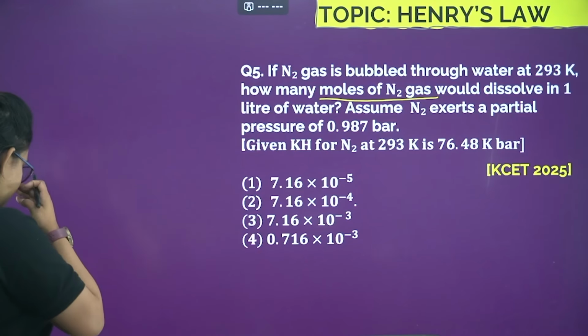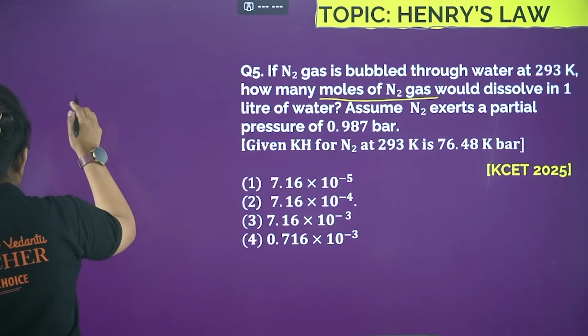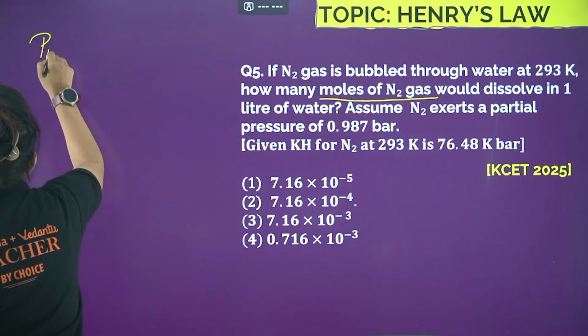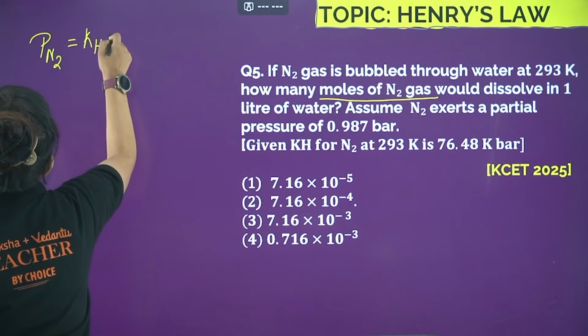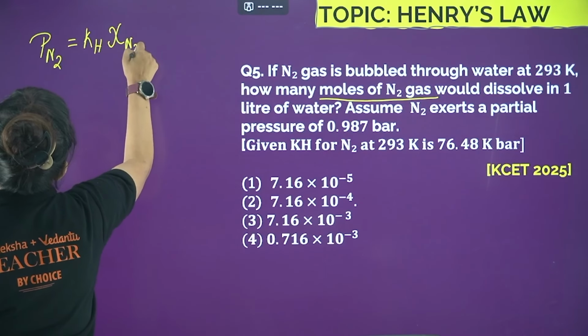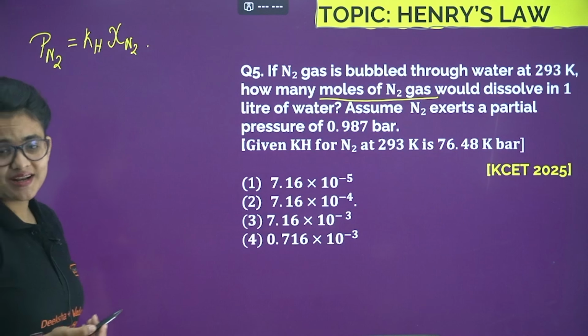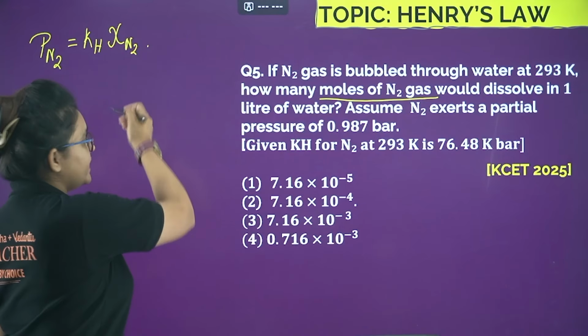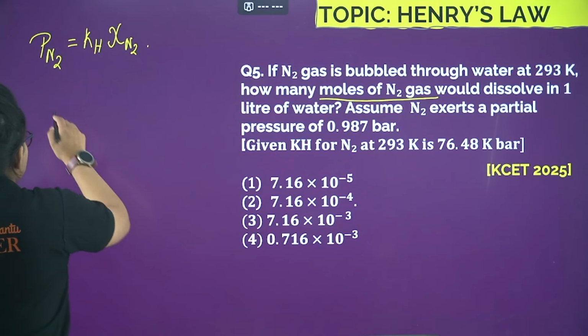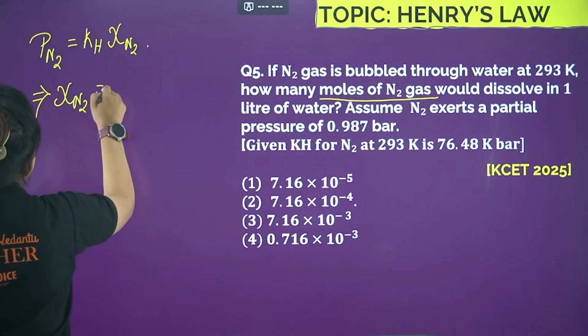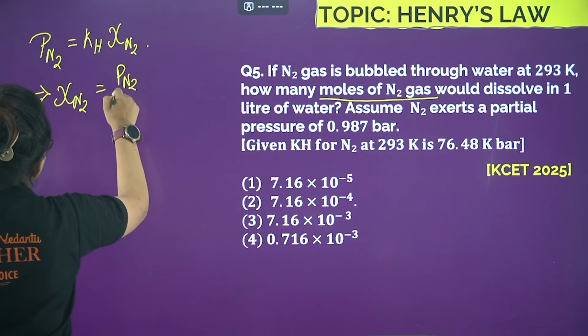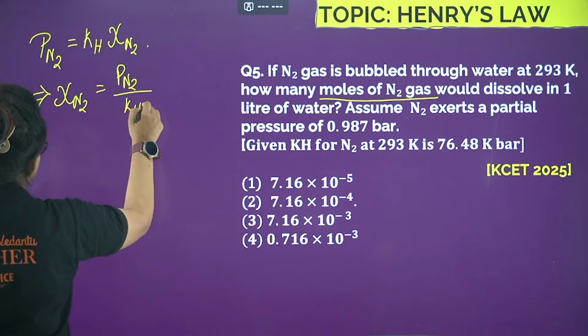Okay, so you can see I am having Henry's law, like let's say P of N2, the partial pressure of N2, is equal to KH into the mole fraction of N2, right? So from here I can get the information about the mole fraction, right? So now you can see the mole fraction of N2 is going to be P of N2 divided by KH, right?